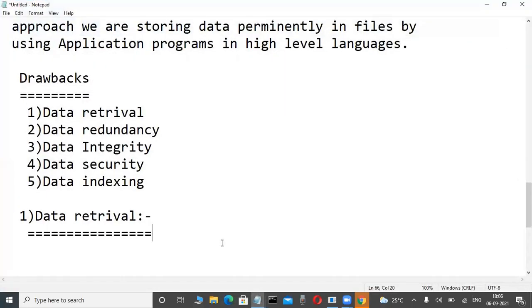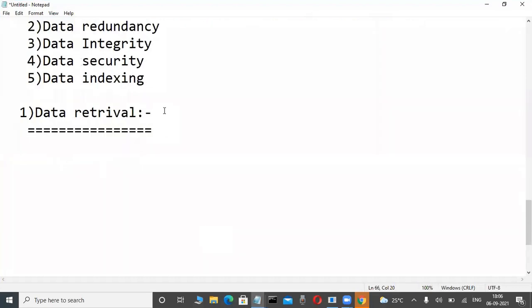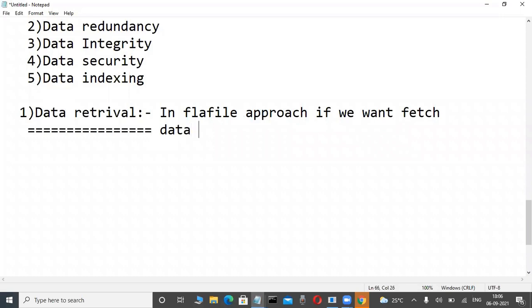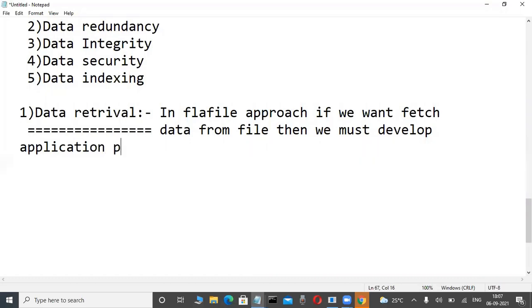But unfortunately, in flat files we are always using programming languages. That is right. Data retrieval in the flat file approach: if you want to fetch data from a file, then we must develop application programs in high-level languages. That is difficult, no?